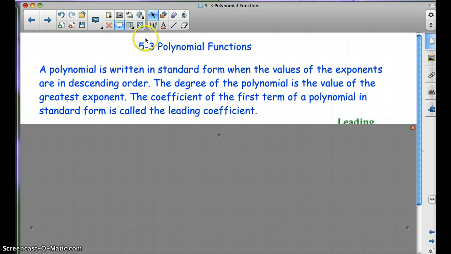So a polynomial is written in standard form when the values of the exponents are in descending order, so the biggest exponent to the smallest exponent. The degree of the polynomial is the value of the greatest exponent, and the leading coefficient is the coefficient of the first term.